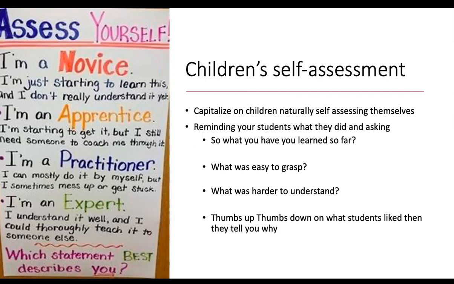Another thing you can do is have your children self-assess themselves. We do this a lot with thumbs up and thumbs down and whiteboards. Kids will naturally assess themselves constantly, so reminding your students what they did and asking, so what have you learned so far? What was easy to grasp? What was harder to understand? And doing various activities like that as exit tickets can be very helpful, so you have a better idea of how your students are feeling about science and you can encourage growth mindset around this subject.